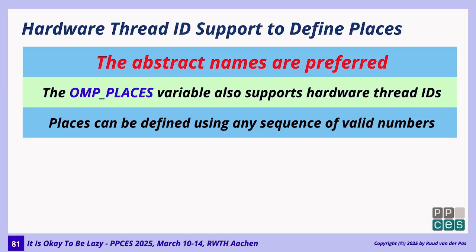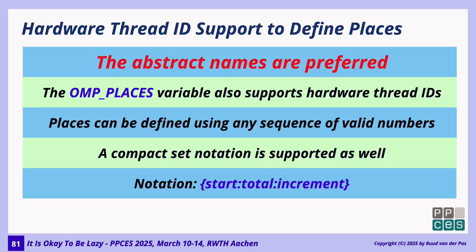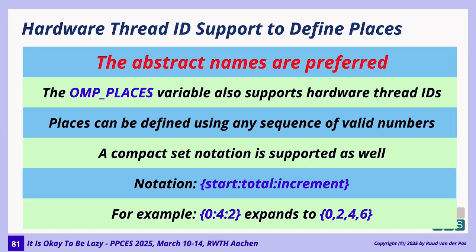Okay. So these numbers can be any sequence of valid numbers in as far as the numbering system in your system goes. And luckily, we don't have to spell out all those numbers. There's a compact notation. You give the start, it just generates numbers in a way. You give the start value, the total numbers, and the increment. And I'll show you an example here.